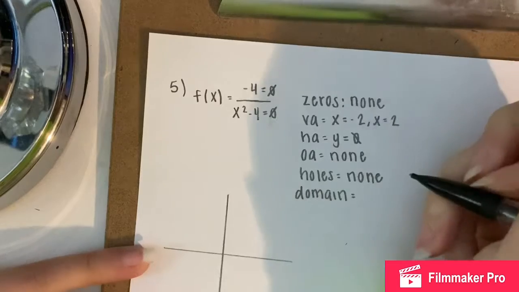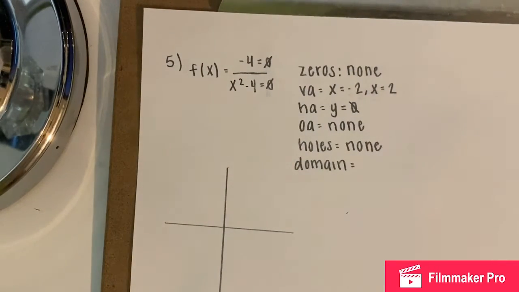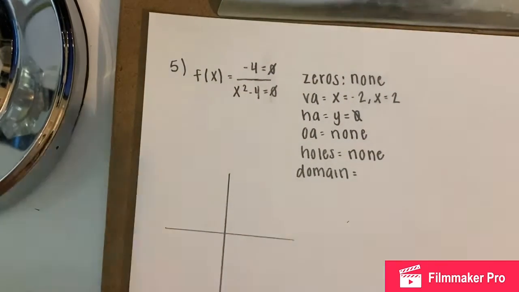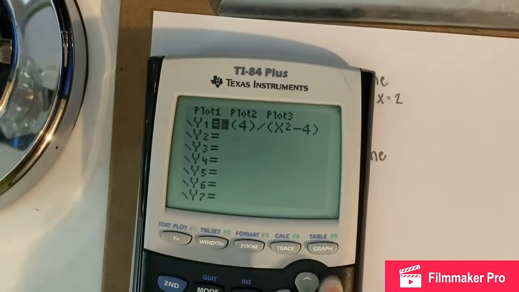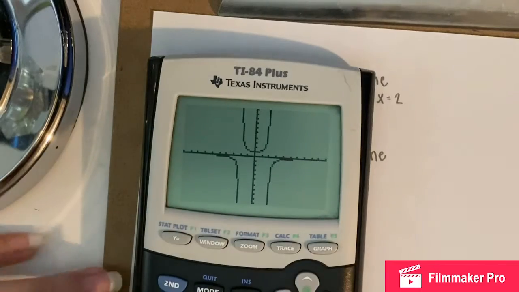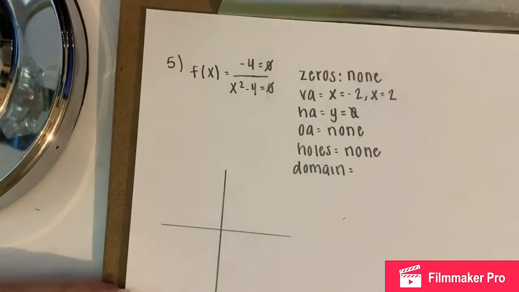And now we just need to find our domain. In order to find our domain, we just need to do a quick sketch of the graph. So we are just going to input this into a graph, which I've already gone ahead and done. And once we graph it, we see that our graph should look something like this. So let me just put in what we know so far about the graph and then go ahead and draw it.